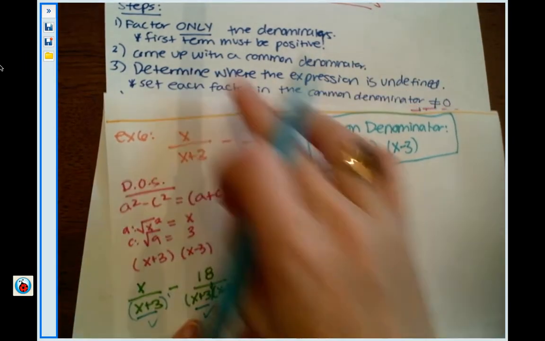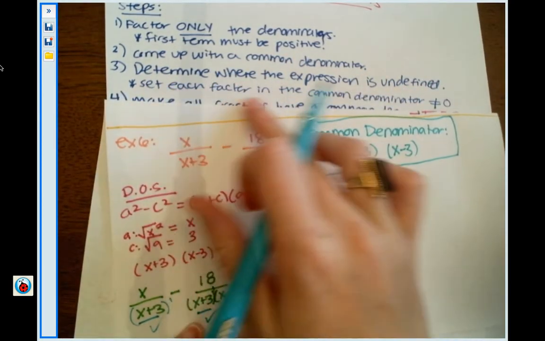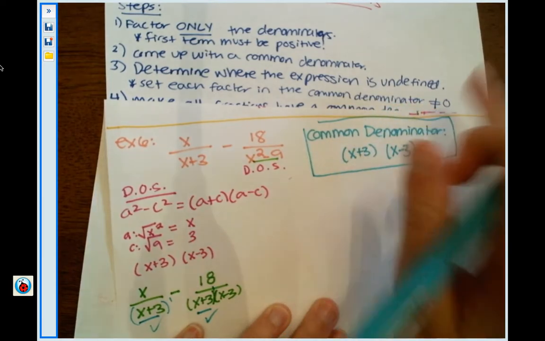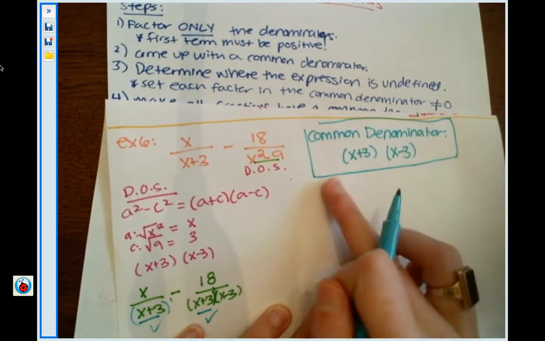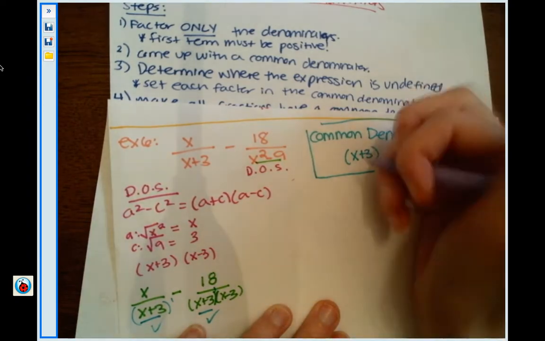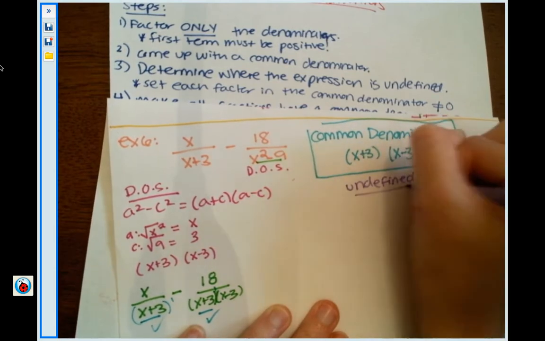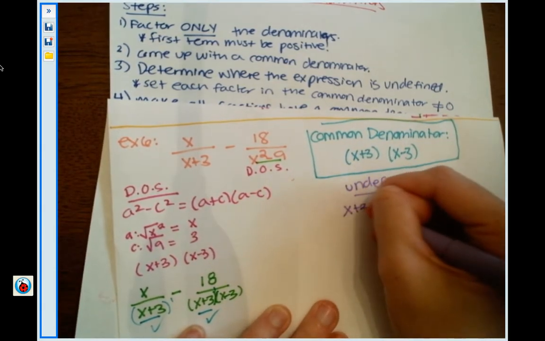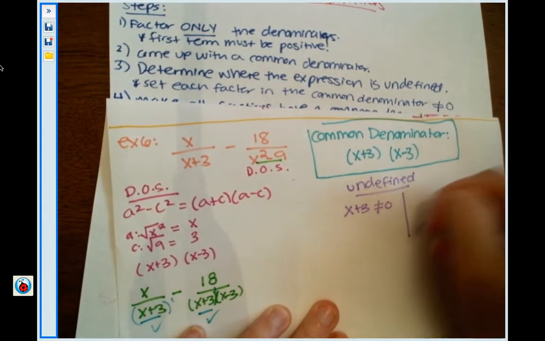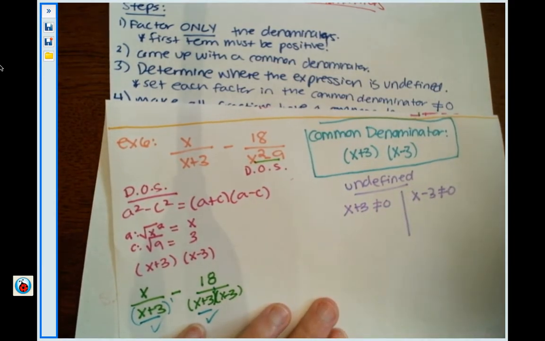Step 3, determine where the expression is undefined, and the way we do that, set each factor in the common denominator not equal to 0. So I'm going to set all these bad boys up in here not equal to 0. So for undefined, okay, I'm going to set x plus 3 not equal to 0, and I'm going to set x minus 3 not equal to 0.